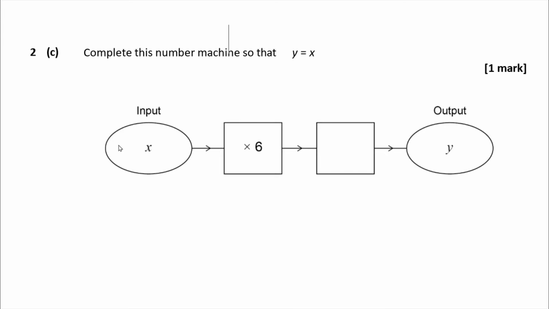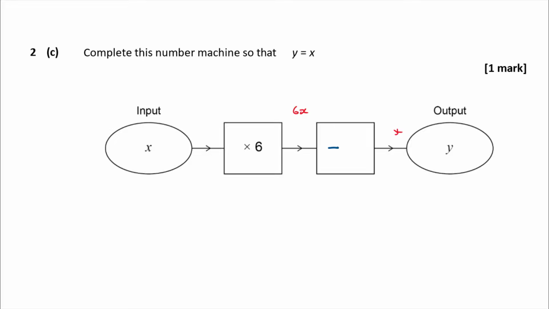Okay, so the input value needs to be the same as the output value. So if I've multiplied it by 6, at this point here I've got 6x. So if I want the output to be x again, so y is equal to x, I'm going to have to do the opposite of times it by 6.